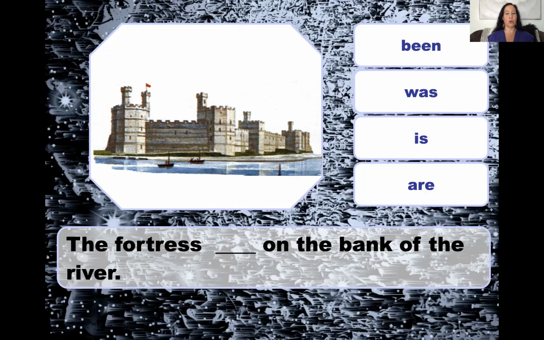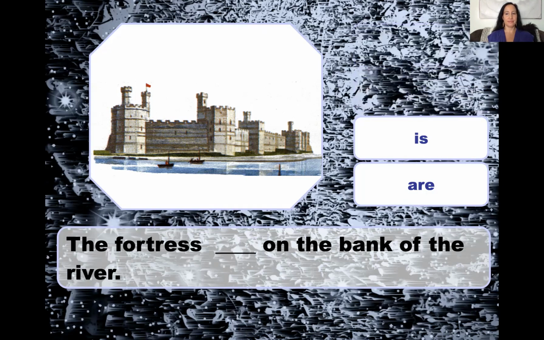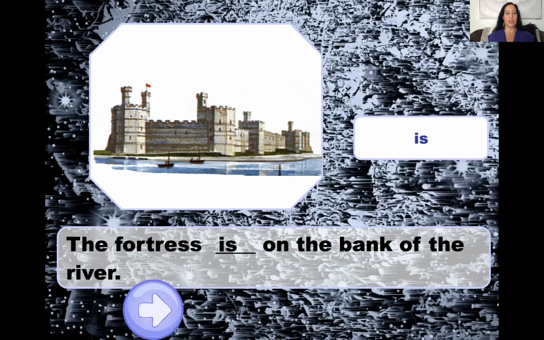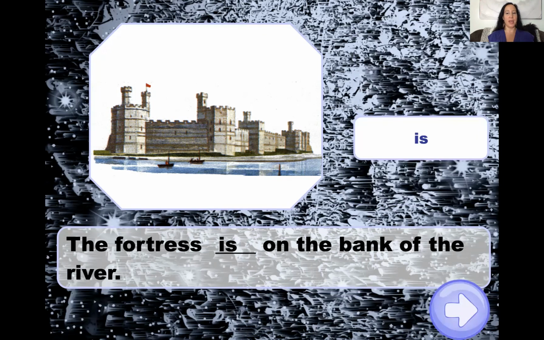And this is another good word, on the bank. Do you know where the bank is? Okay, this is the bank, okay? You see this is the land and then this is the water? That's the bank. It's not where you go get money. Remember, in English, there's a lot of different definitions for words, okay? So what's the answer here? The fortress is on the bank of the river, okay? Is.